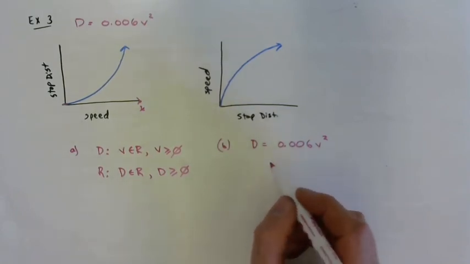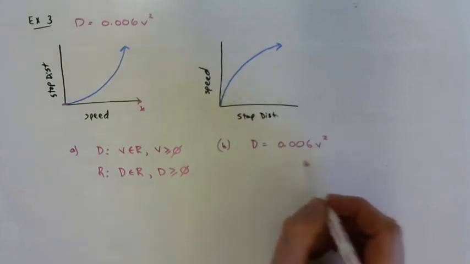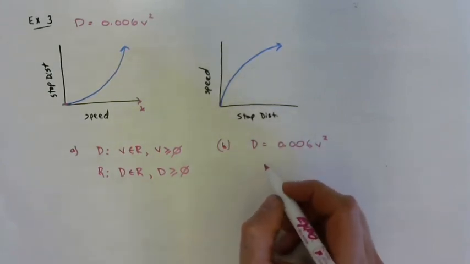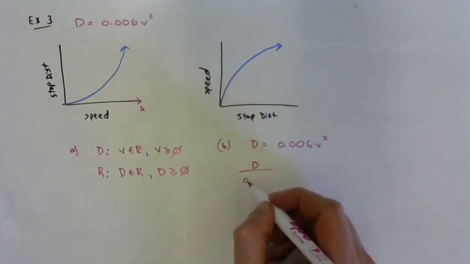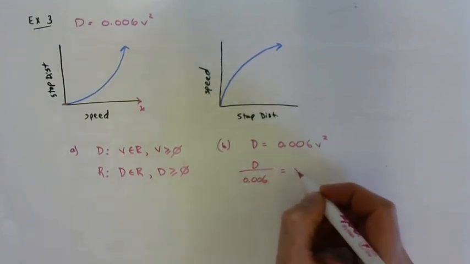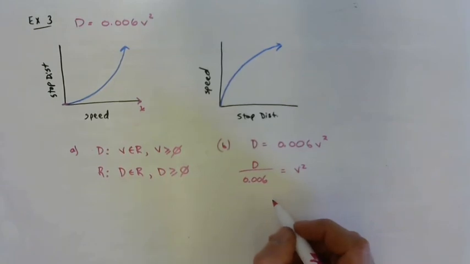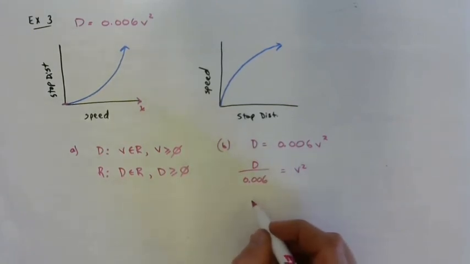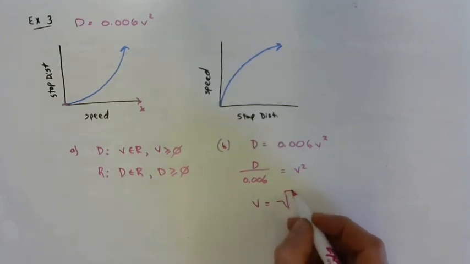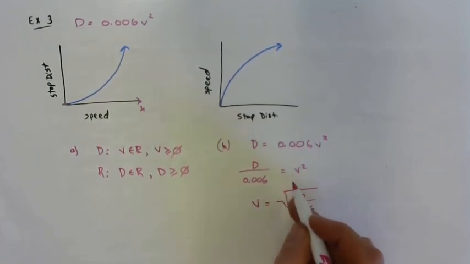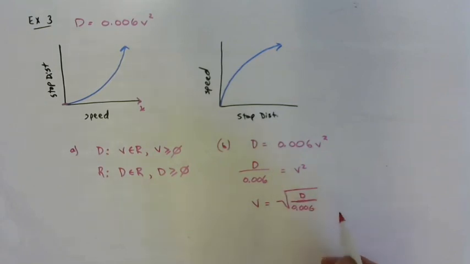Let's just finish it off and then we'll try to make sense of it. We're going to divide both sides by 0.006. That gives us D over 0.006 equals V squared. And we're going to take the square root of both sides. That gives us, and I'm going to put V on the left now, V equals the square root of D over 0.006. Do I need to worry about the negative values? No, because the domain and range are both restricted to values greater than or equal to 0. So I don't need to worry about the negative square root of this thing.